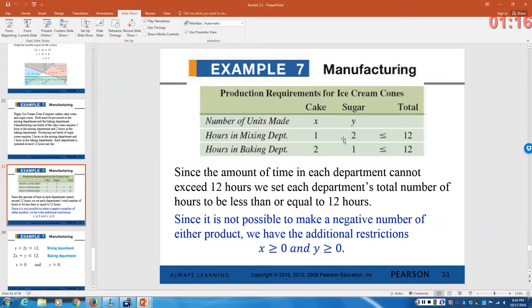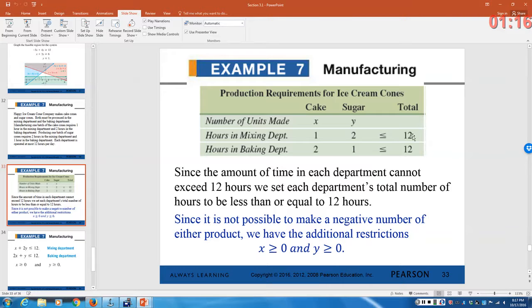The table helps you organize the equations. Since the amount of time in each department can't exceed 12 hours, we'll set each department's total number of hours to be less than or equal to 12. This is not listed on this table, but it is a common sense requirement. It's not possible to make a negative number of either product. So X can't be anything but 0 or positive, and Y has to be 0 or positive.